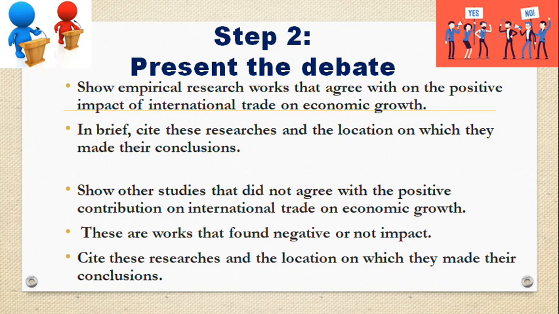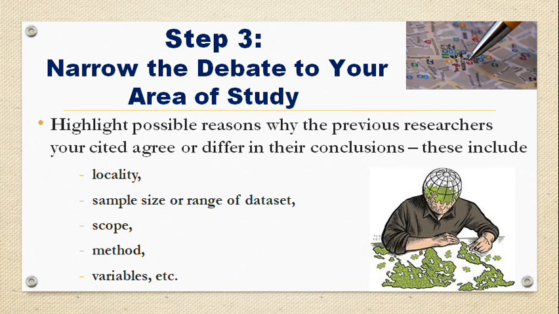Okay, and then the next thing you do is to narrow down that debate to your area of study. That's step 3. You narrow down this debate to your area of study by highlighting the possible reasons previous researchers differ. For instance, I'm looking at the Nigeria case, so I narrow it down to people who have studied Nigeria, and I may also find that kind of groups. People who said it has positive impact, people who said it has negative impact, people who said it doesn't have impact. And once I'm able to draw that, it shows me that this matter is an ongoing debate. So my research is relevant.